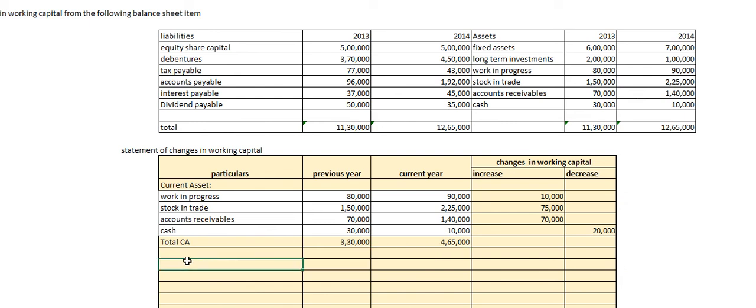Moving on to the next part, which is current liability. Under current liability, the items we have are tax payable, accounts payable and interest payable.